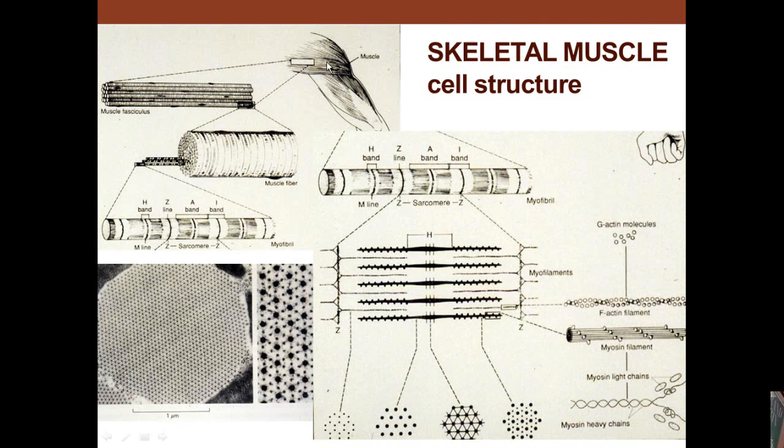So here we see a muscle is composed of muscle cells, which are individual cells or individual fibers, as they would call them.